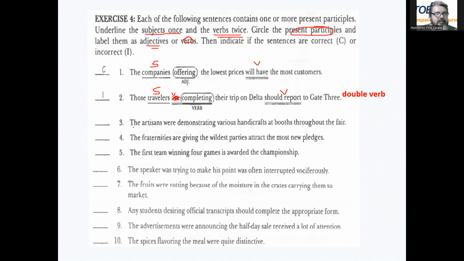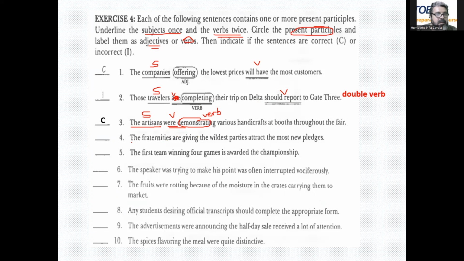Okay, now that you're back, we got: the artisans were demonstrating various handicrafts and goods throughout the fair. Okay, so we got the subject, we got the verb, demonstrating is part of the verb, right? So it's fine.